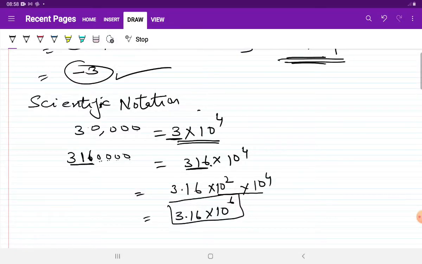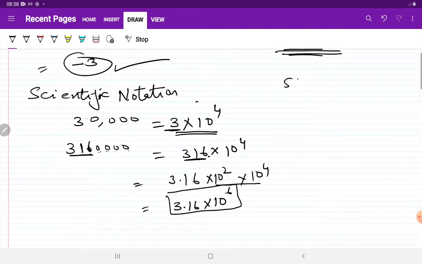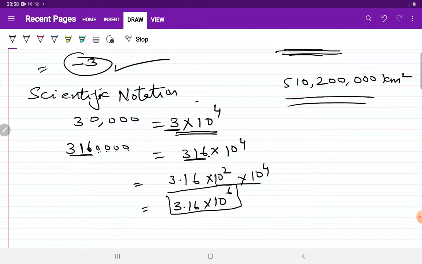I have to write the surface area of the earth. The surface area of the earth is 510,200,000 kilometers square. I have to write it as a very small number. So how can I write it in exponential form?